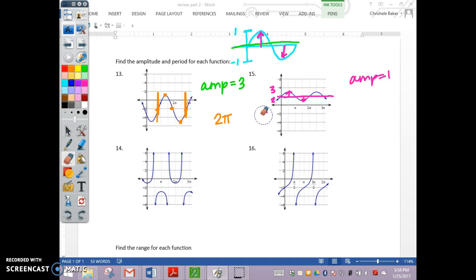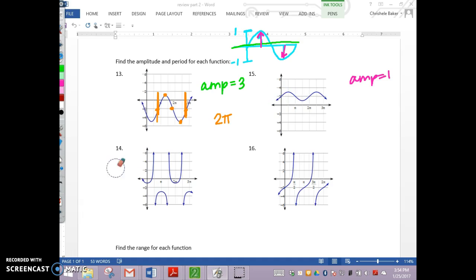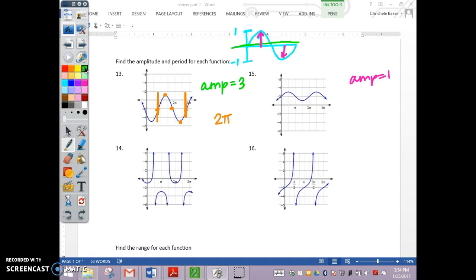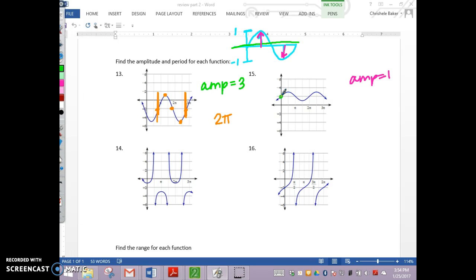Now I can think of this as sine, or I can think of this as cosine, because they're just transformations of one another. So if I think of it as sine, I'm starting here at 0, I go to my max, I go to 0, I go to my min, I'm back to 0. Look at where I stopped, 2 pi again, that's my period.